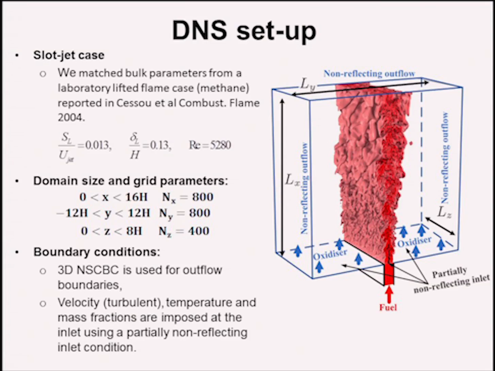We've done a slot jet case, so we basically have a turbulent slot jet of fuel and air coming in at the bottom, surrounded by a co-flow of cold oxidizer. We've selected the parameters to approximately match an experimentally measured round jet flame. We didn't do the round jet flame because it was a little bit more computationally expensive for us, and this was sort of at the limit of what we could do at the time. But otherwise, those parameters are matched to experiments, which is why I'm saying it's laboratory scale. A fairly big domain. In terms of boundary conditions, we have outflows on the side edges here and periodic across the direction of the slot.